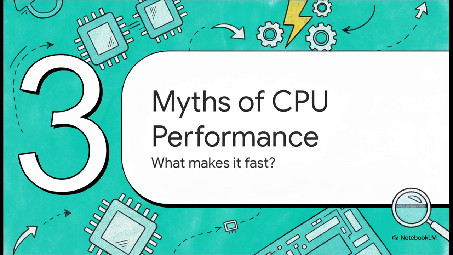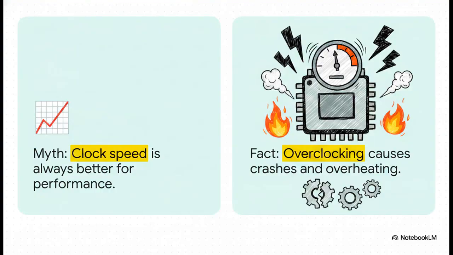Section 3. Myths of CPU performance. Let's pivot for a minute, act as mythbusters, and uncover what actually makes a computer fast. You might be thinking, hey, if I want a faster machine, I just need to crank up the clock speed, right? Well, the system clock does synchronize operations, producing, say, 3.5 billion cycles a second in a 3.5 gigahertz processor. But it's a massive misconception that you can just increase this endlessly for better performance.